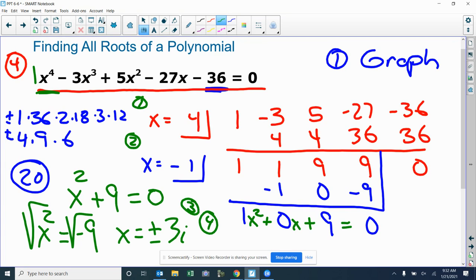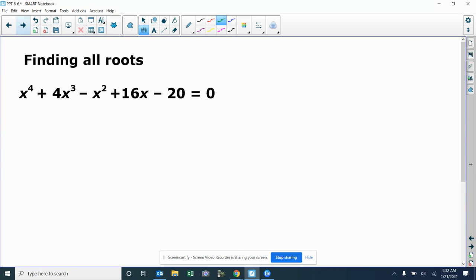Same process as yesterday, right? Okay, let's try another one. So, this is going to be all the factors of what? Our possibilities are all the factors of 20 over 1, so I'm not going to write the 1. So it'll be 1 times 20, 2 times 10, and 4 times 5. And those are all plus and minus. So 1, 2, 3, 4, 5, 6. We have 12 possibilities.